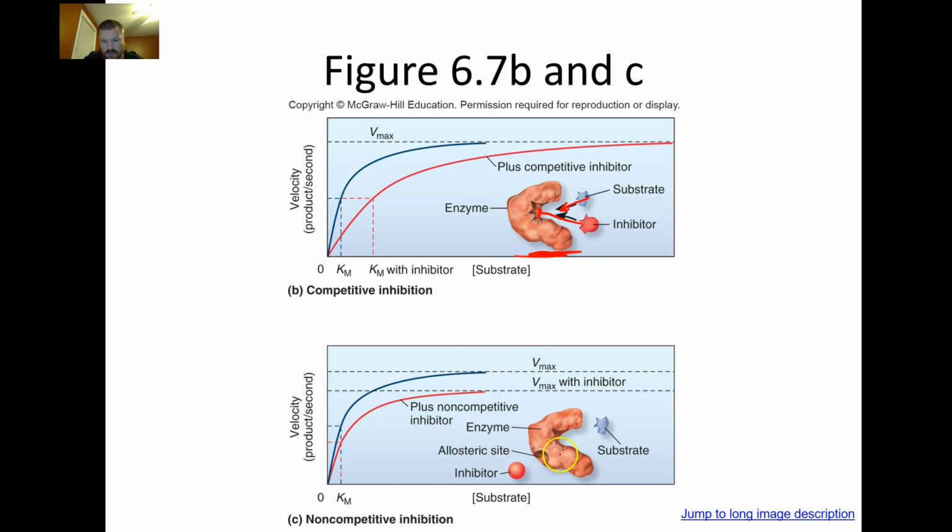With non-competitive inhibition, what you could have is some inhibitor here binds to some allosteric site that has nothing to do with the active site. But when you bind with that allosteric site, it changes the shape oftentimes of the active site and prevents the substrate here from binding to it. So non-competitive inhibition or allosteric inhibition.